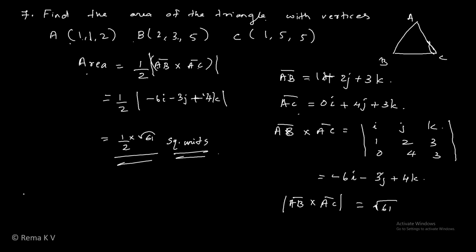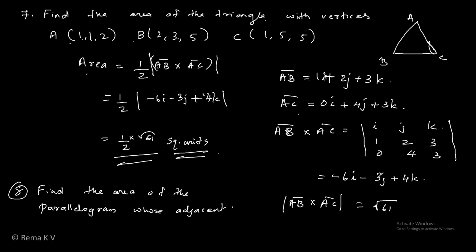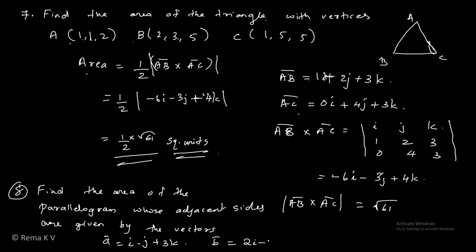Okay, one more question. Find the area of the parallelogram whose adjacent sides are given by the vectors A equals i minus j plus 3k and B equals 2i minus 7j plus k.